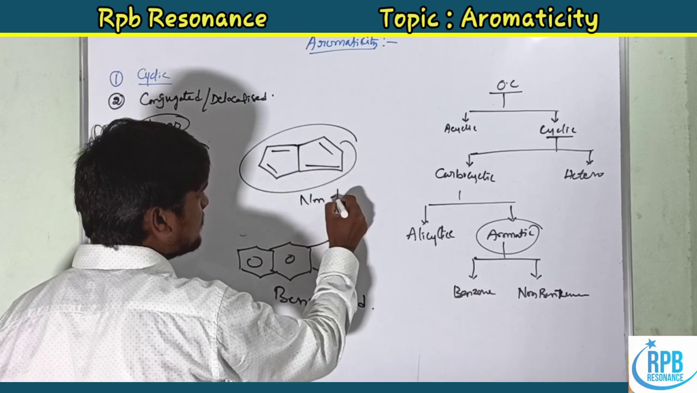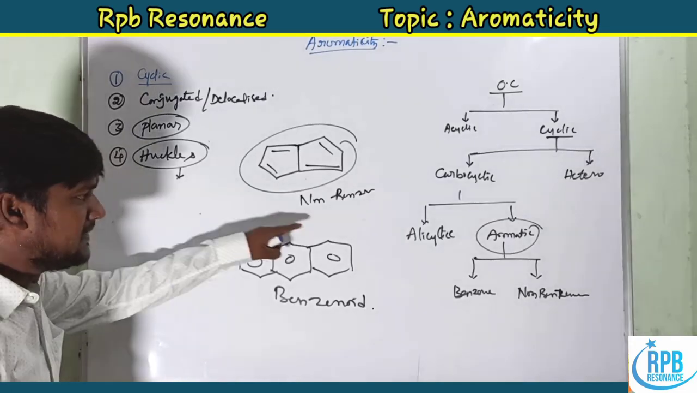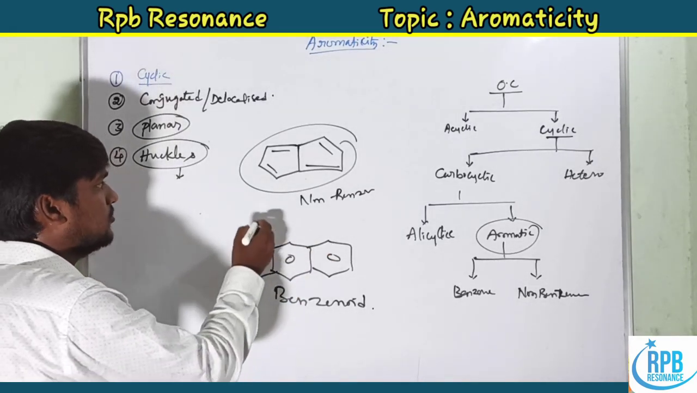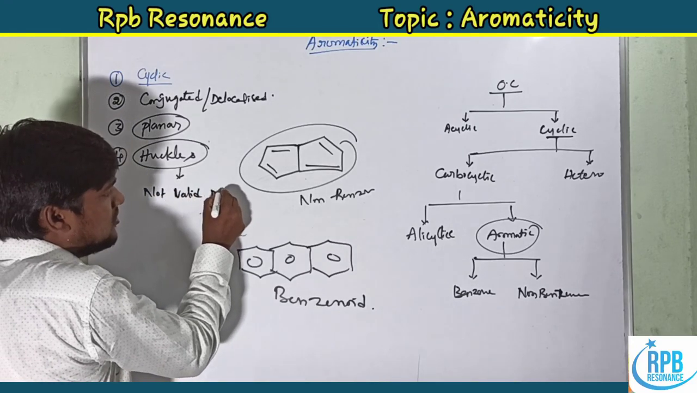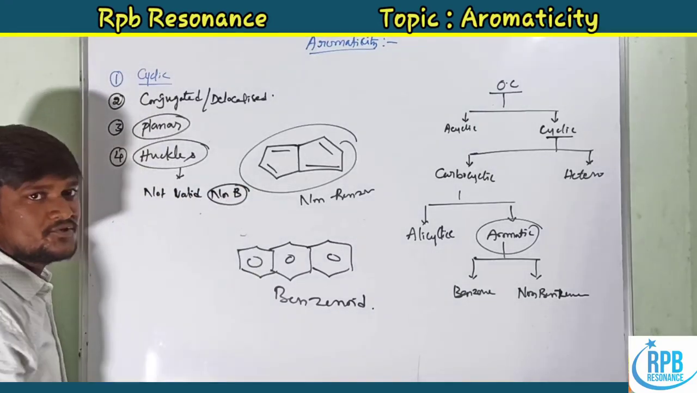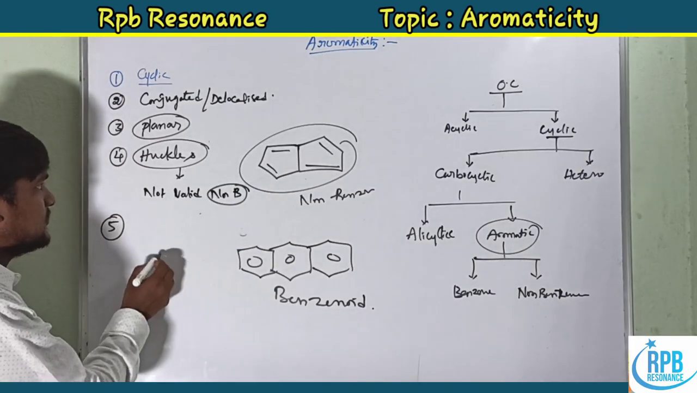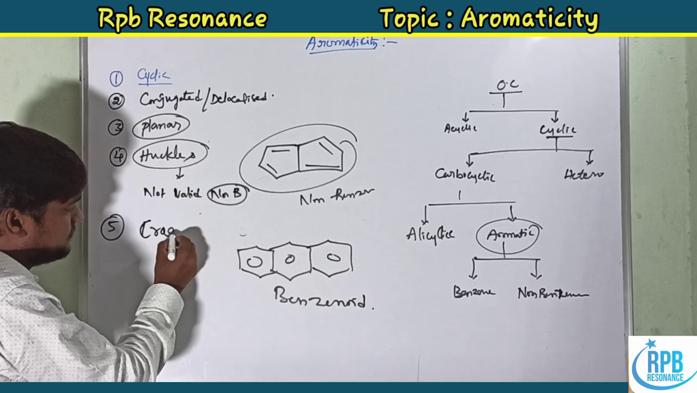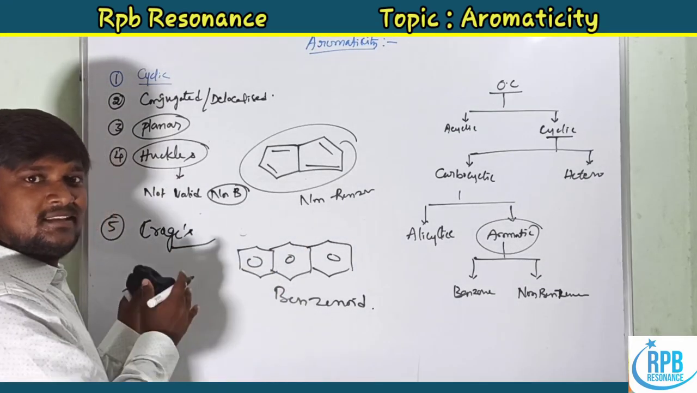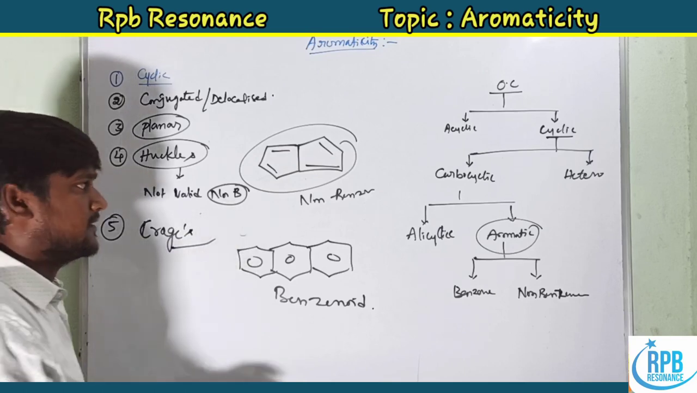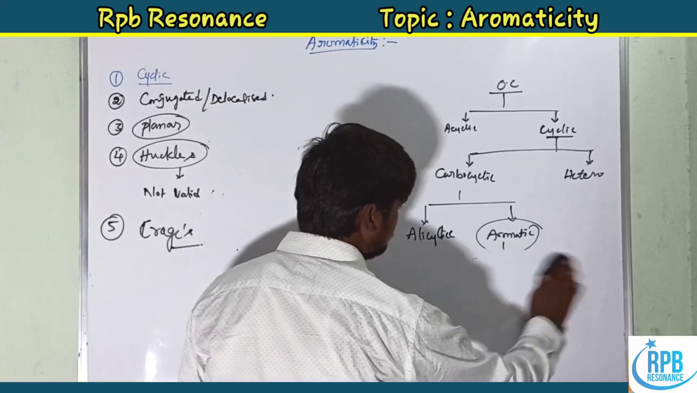So these compounds are non-benzenoid structures. Huckel's rule is not valid for non-benzenoid structures. That's why another rule is required, that is the fifth rule, which is nothing but Craig's rule. It is valid only for non-benzenoid structures. Now let's move on to Huckel's and Craig's rules, in very detailed analysis.